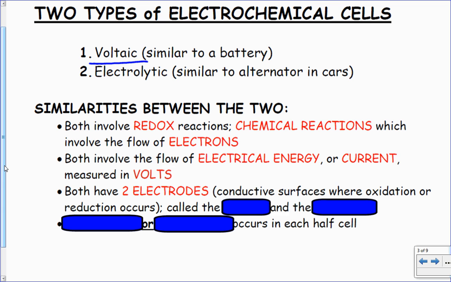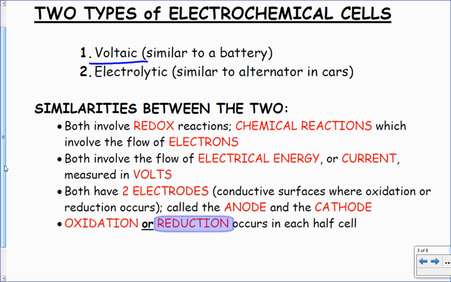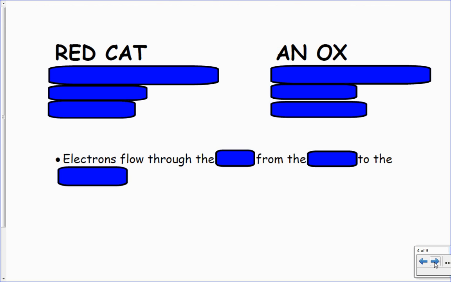Both have two electrodes. One's called an anode, one's called a cathode. At each one, oxidation or reduction will occur, and we need to figure out which one goes to which. So let's do that first. That's the next page. We're going to get a new mnemonic that we need to remember. This is the way I learned it: red cat, angry ox. Still got the same old AN, but I learned it angry ox, with the AN there.